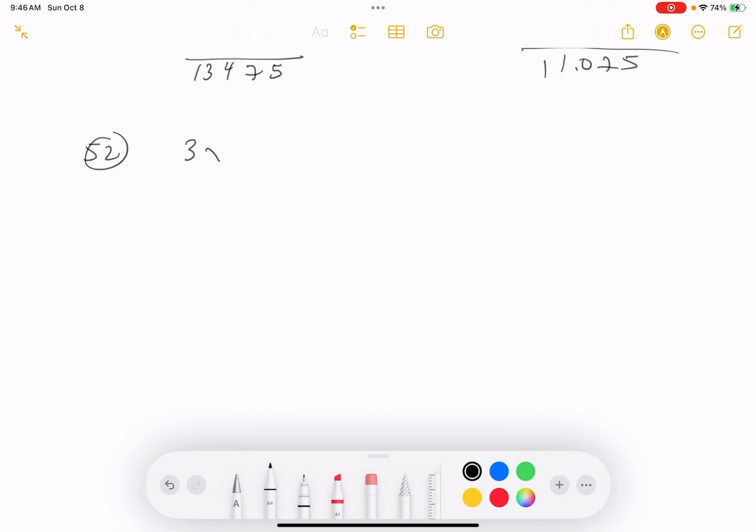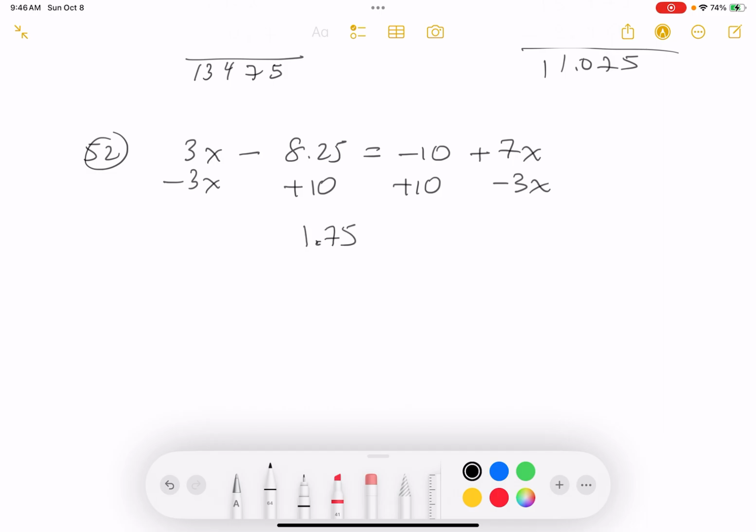3x minus 8.25 equals minus 10 plus 7x. Well, what I'm going to do over here is I'm going to subtract 3x from both sides. I'm going to add 10 to both sides. What do you get there? We get 1.75. And then on the right side, you get 4x. All right? Then I got to divide both sides by 4.